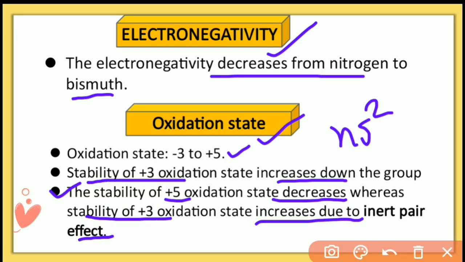So when we move down the group, ns2 electron participation is restricted due to the inert pair effect, and this inert pair effect arises due to the interference of filled d and f orbitals and poor shielding effect, which restricts the participation of ns2 electrons. So the +3 oxidation state is stable when we move down the group, and the +5 oxidation state decreases when we move down the group.